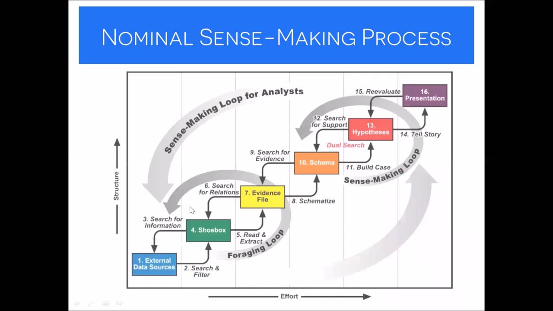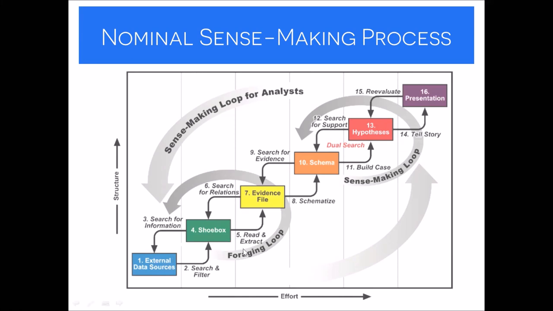This is another representation of this that shows a little more of what the flow really does. You have the external data sources first, and then you do some searching and some filtering. Whatever you find goes into what's called a shoebox. This is where you keep everything worthwhile that comes out of the filtering.